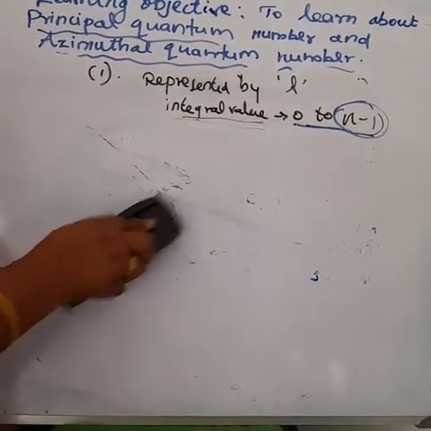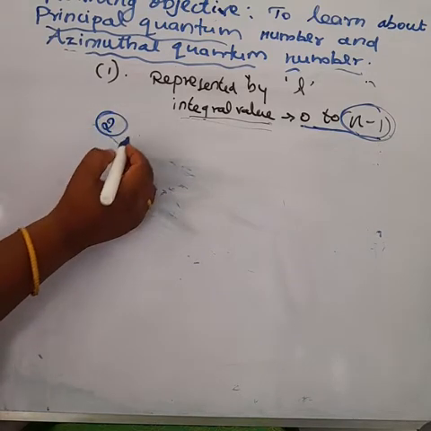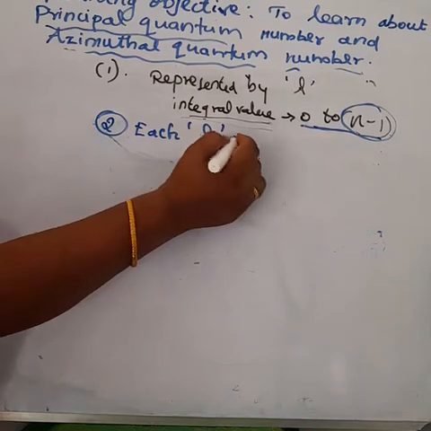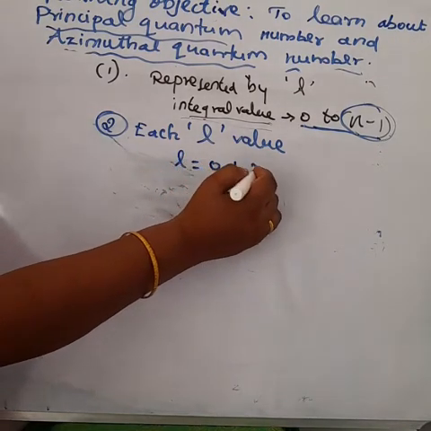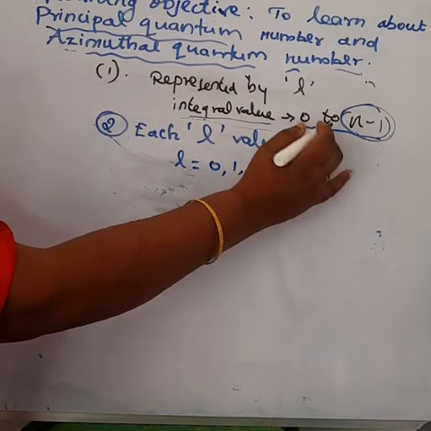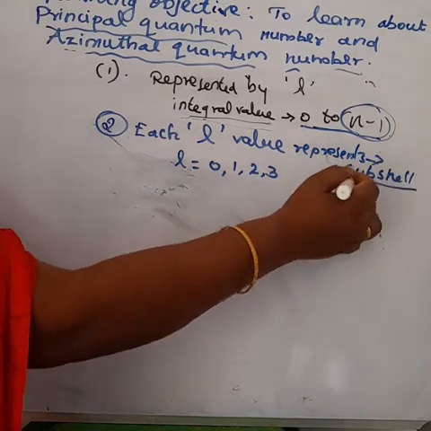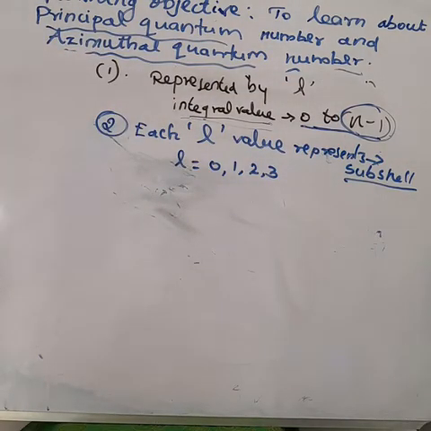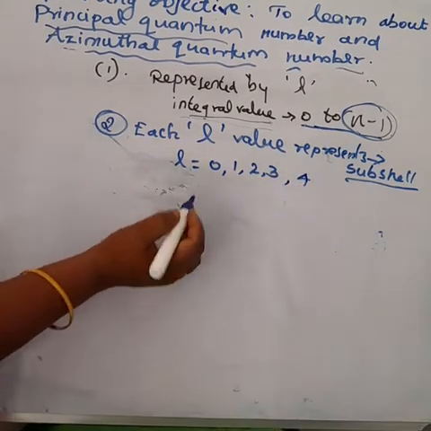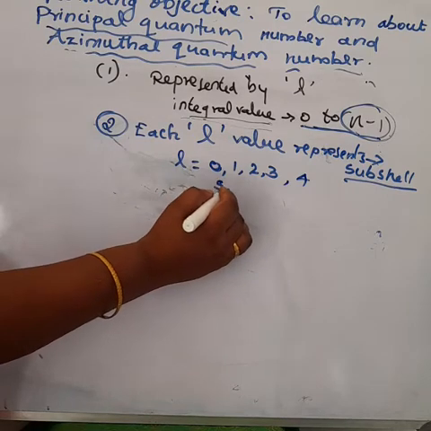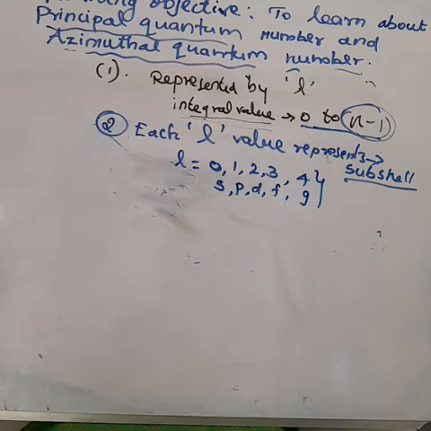And what about the second point? The second point: each l value represents a subshell. Each l value, meaning l is equal to 0, 1, 2, 3, represents a subshell. The n value represents the shell, and the l value represents the subshell. When l is equal to 0, 1, 2, 3 and 4, it represents s, p, d, f and g respectively. Okay, the l value represents the subshell.